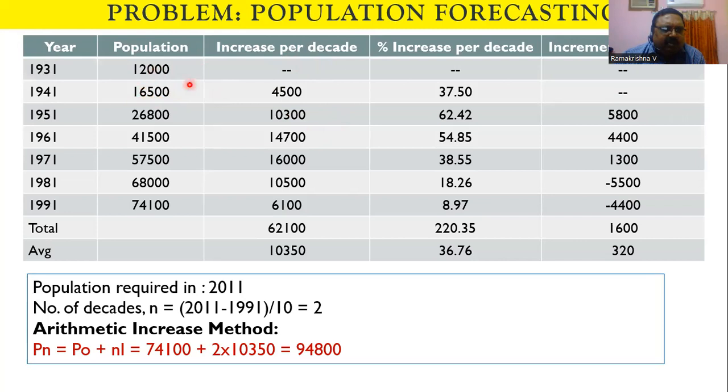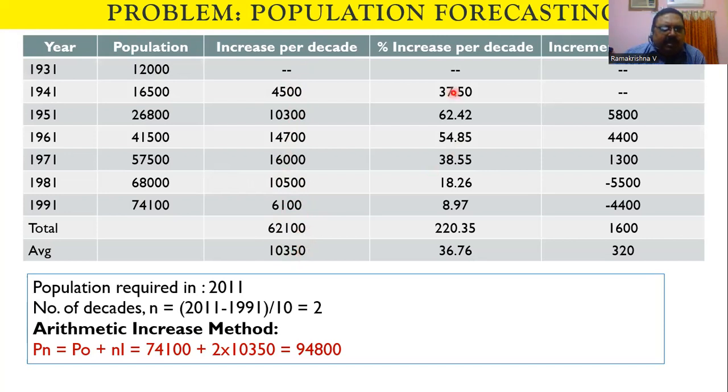In the third column, increase per decade, we'll consider the population data and take the increase. 16,500 minus 12,000 is 4,500. Similarly, 68,000 minus 57,500 is 10,500. 74,100 minus 68,000 comes out to be 6,100. Like this, we take the increase per decade, then make a total and an average. How many entries? 1, 2, 3, 4, 5, and 6. So divided by 6, it comes to around 10,350. This will be the average increase of population per decade.